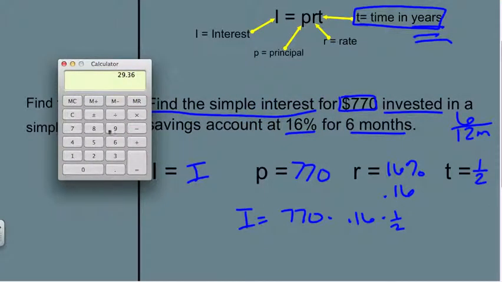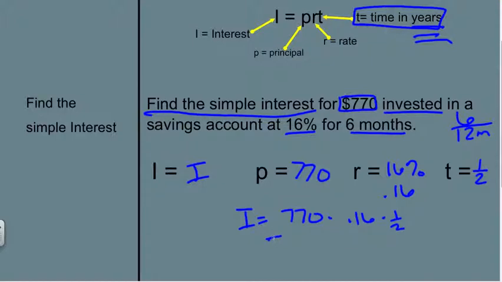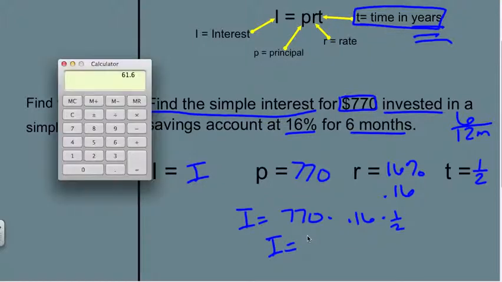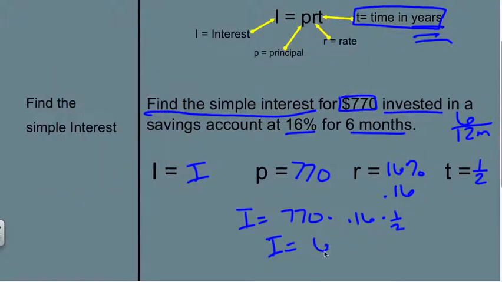So we're going to clear this one out. We have 770 times 0.16 times 0.5, because that's the same as 1/2. And I find out that interest equals, seriously, you think I learned by now, 61.60. So in half a year, 6 months, I'd earn 16% interest. I'd earn $61.60.